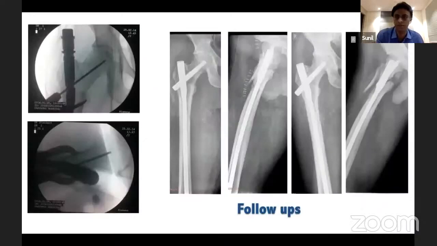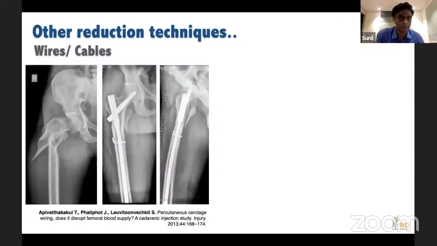So you can use different varieties of clamps, depending on what kind of fracture pattern we have. So what about wires and cables? They are great tools as well in select subtroch fractures. We use them in spiral subtroch fractures and also in some fractures which are long oblique, to hold them reduced when we nail our fractures.